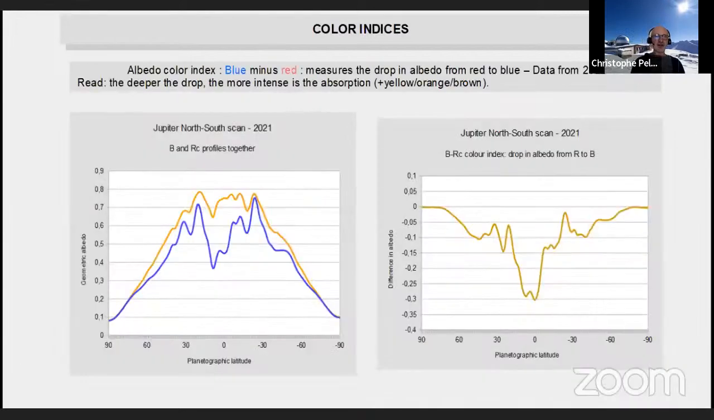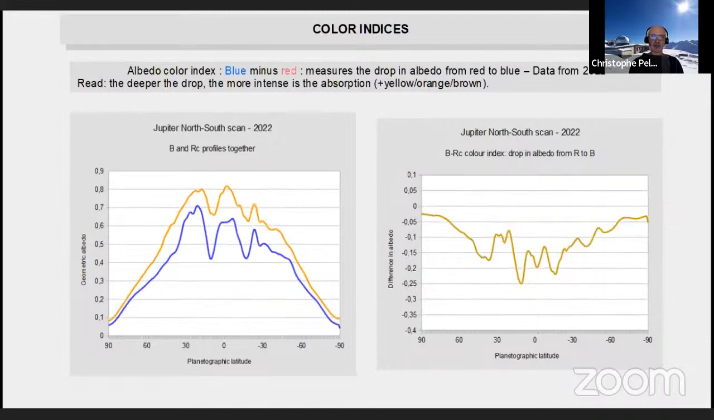The first one is blue minus red. This measures the drop of albedo from red to blue. This is the data from 2021, not 22. You can read the graphic as: the deeper the drop, the more intense is the absorption, so the more yellow, orange, or brown the color is going to be. Now this is the result for the next year. And you can see that the drop in albedo at the center, for example, is a bit less intense than in 2021.